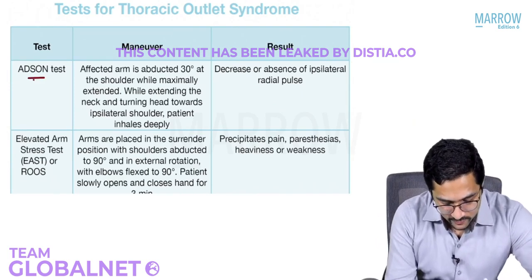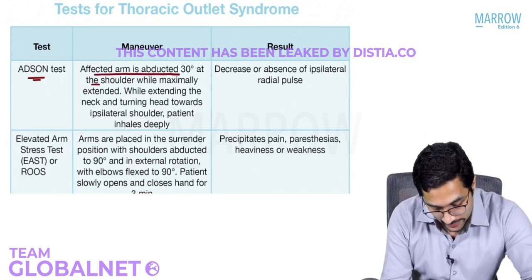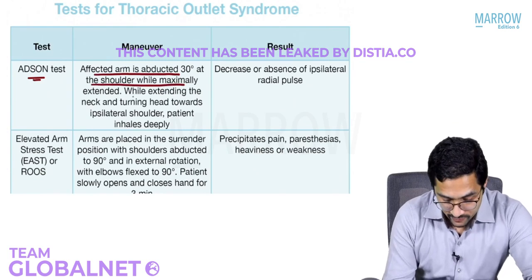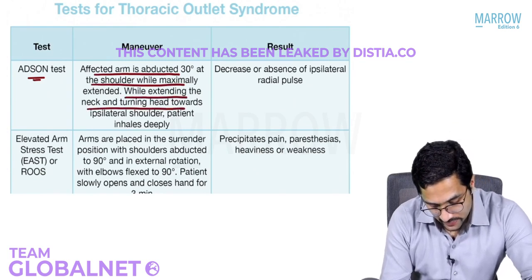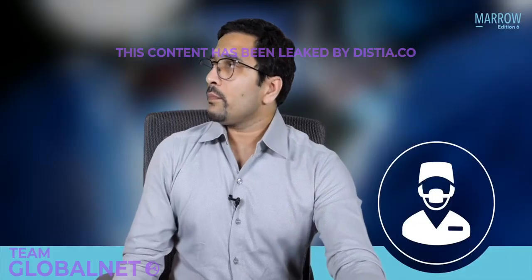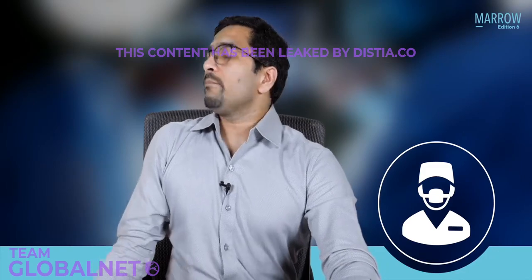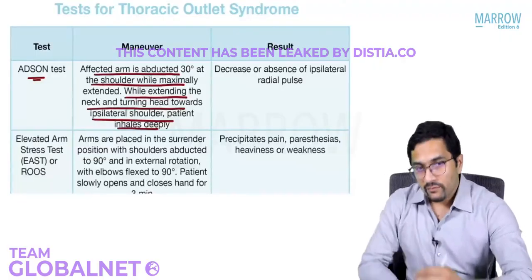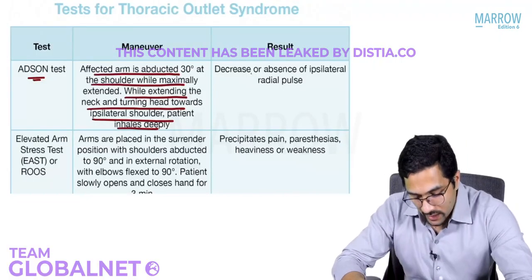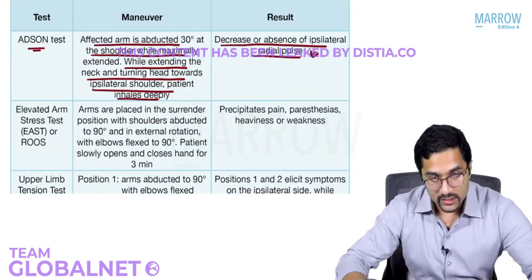Adson's test is when the affected arm is abducted at 30 degrees at the shoulder, while extending the neck and turning the head towards the same side, and we ask the patient to breathe. So you'll see in the video, the patient's neck is turned towards the same side, with 30-degree abduction and a deep breath. And when we do this, we keep on feeling the pulsation. If we see decreased radial pulsation, then this test is positive.